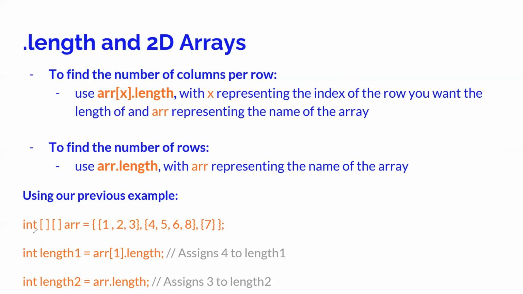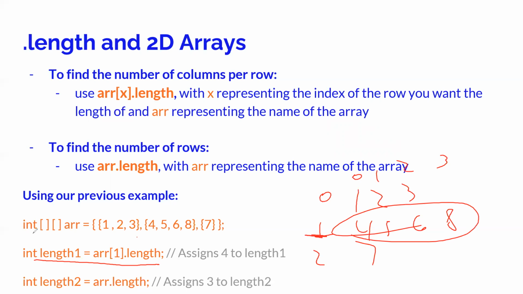Okay, we can go back to the same example and look at it again. We can say 1, 2, 3, 4, 5, 6, 8, and then 7. And we look at AR1 dot length. Well, that's our first row, not the 0th row. This is 0, 1, 2, and 0, 1, 2, 3. We look at array 1, its length is 4. So this would assign length 1 to be 4. If we just got the length of the whole array, that gives us how many rows there are. Well, there's 1, 2, 3 rows. So this would just be 3.